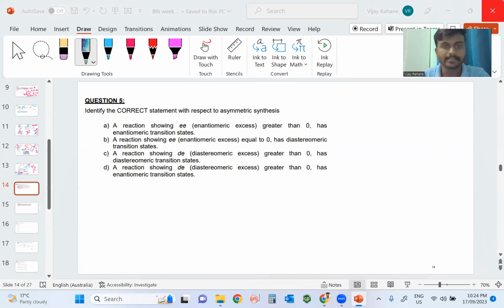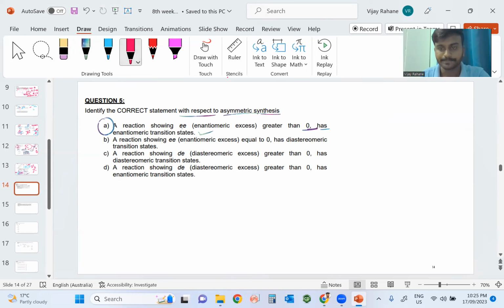The question is: identify the correct statement with respect to asymmetric synthesis. The first statement given is, a reaction showing enantiomeric excess greater than 0 has enantiomeric transition state. So the statement is like, whichever reaction, in that reaction we get, let's say, R and S isomer, and we get some isomer which is in excess, that is more than 50%.